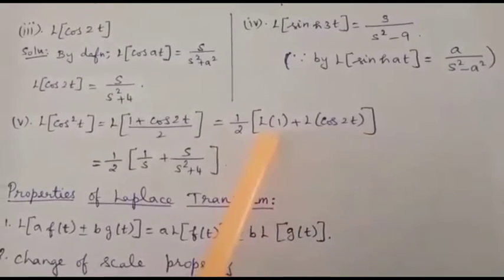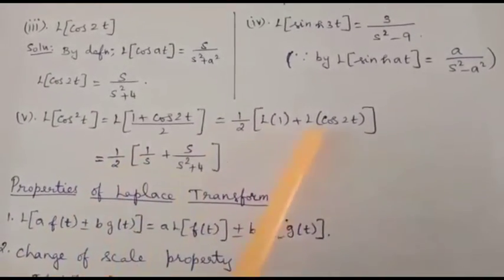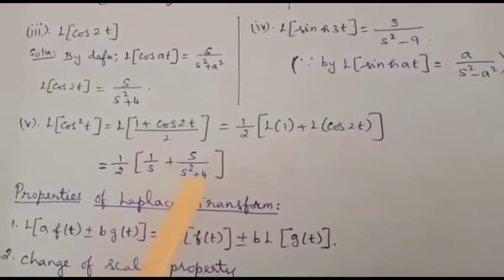What is the formula of L of 1? That is 1 by s. L of cos 2t is s by s square plus 4.